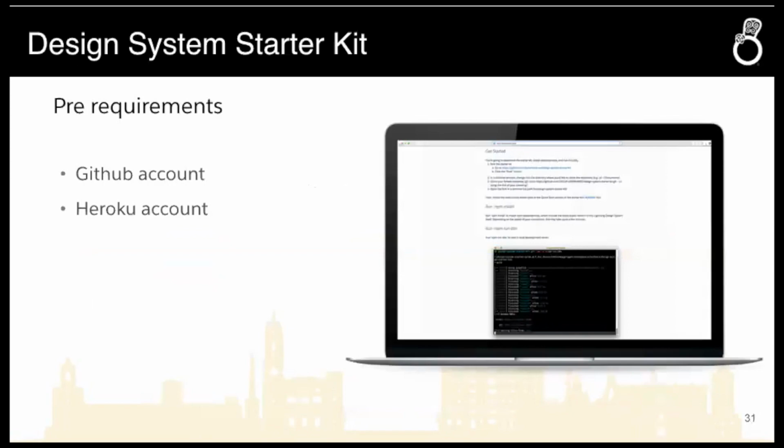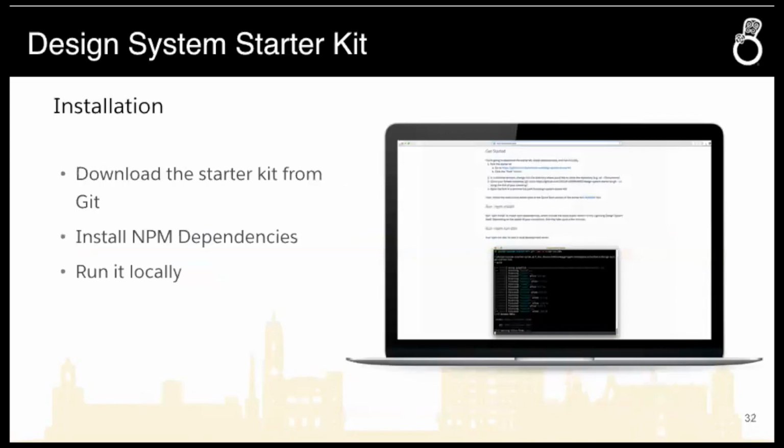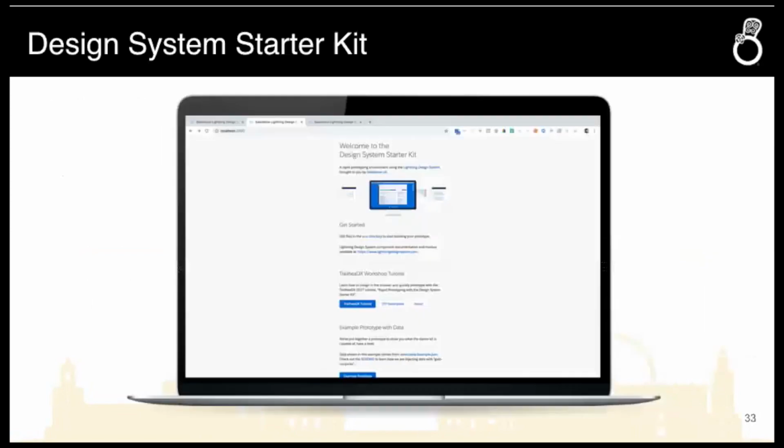The prerequisites: you need to have a GitHub account and a Heroku account. Both are free. Once you have your prerequisites, you download the starter kit from the Git repository, install the npm dependencies and run it locally. Once you have run it locally, this page will appear.